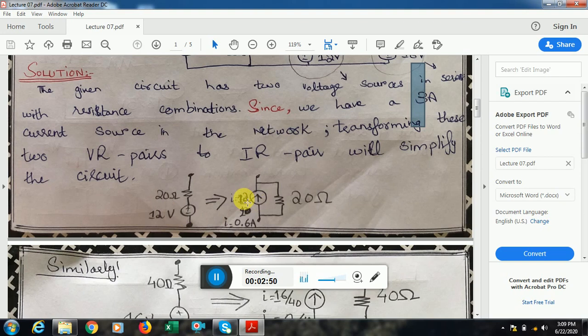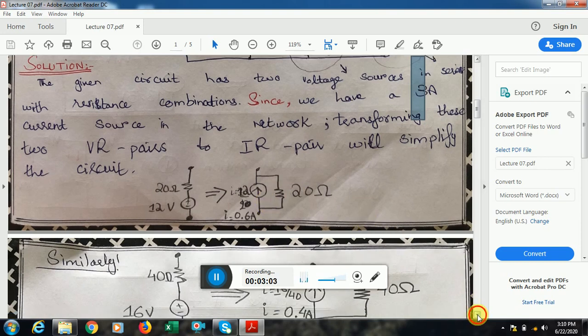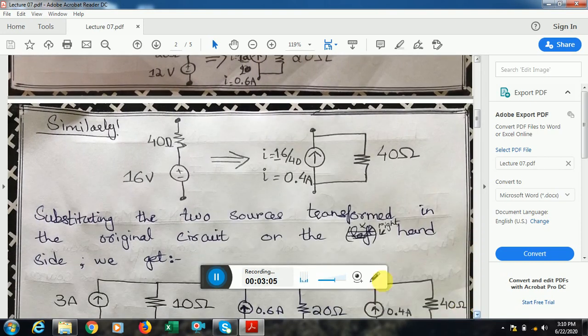V is equal to IR, and I is equal to V by R by Ohm's law. This is how I get the new current value, and the same resistance goes in parallel to the transformed current value. Similarly, when we have the 40 ohm in series with the 16 volt, this is how I get the value of the new current source. I is equal to V over R, where V is this voltage source value and R is this 40 ohm, and this yields 0.4 ampere current.